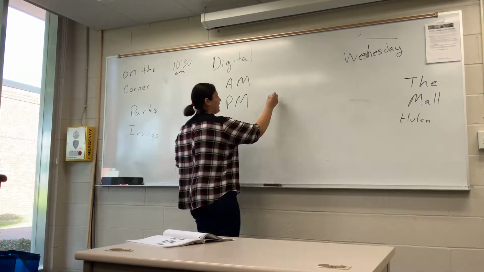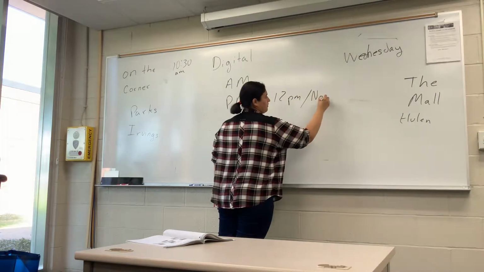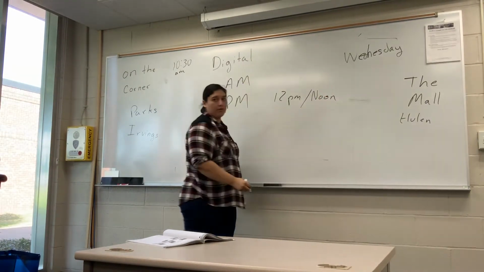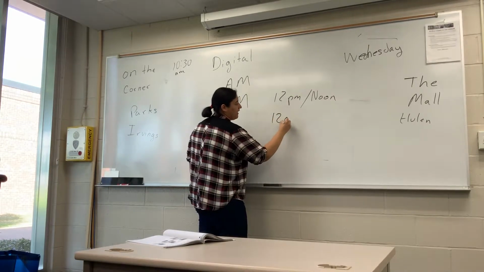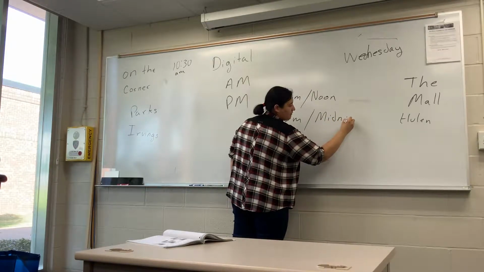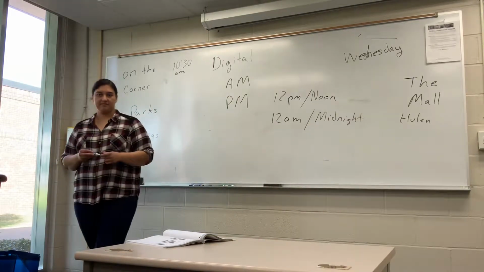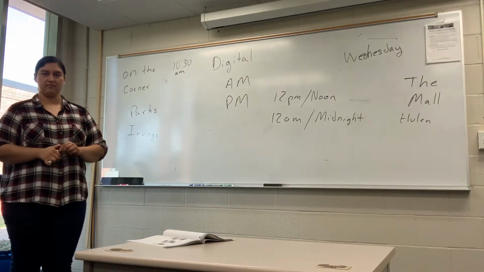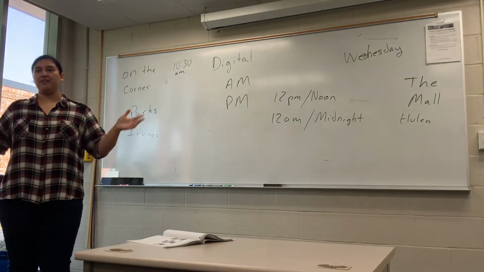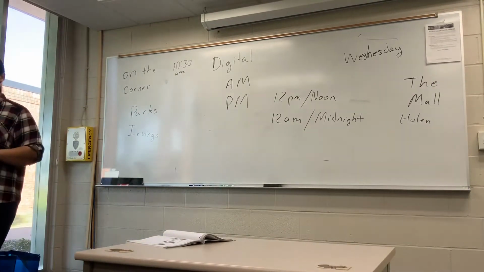So what about 12? We can say 12 p.m. or we can say noon. And then for at night, we can say 12 a.m. or midnight, because it's in the middle of the night. What about 11:59? 11:59 a.m. in the morning or 11:59 p.m. at night? A.m. or p.m.